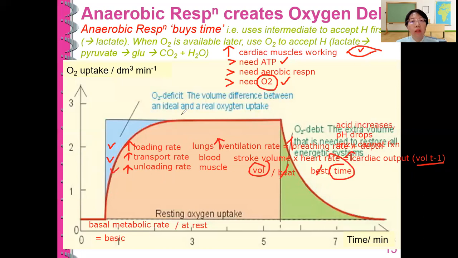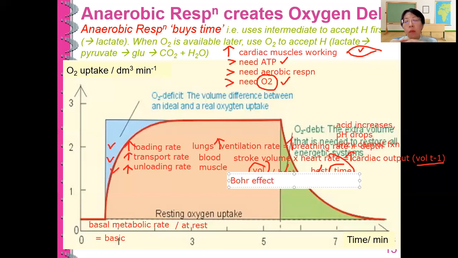Now, what about unloading rate? Do you remember there's a process whereby when CO2 concentration increases, your hemoglobin will unload oxygen. What is the name of that process? Joyce? Sorry, teacher, can you repeat? When the partial pressure of CO2 in a tissue increases, it will cause hemoglobin to unload oxygen. What is the name of this process? Bohr shift. Yes, very good. Fantastic. Okay, give her a clap. Okay, Bohr effect.